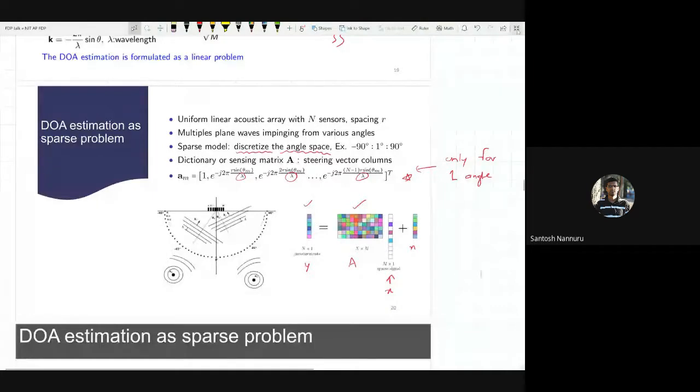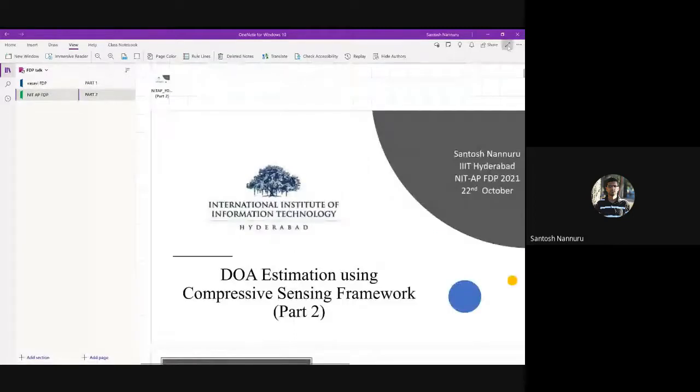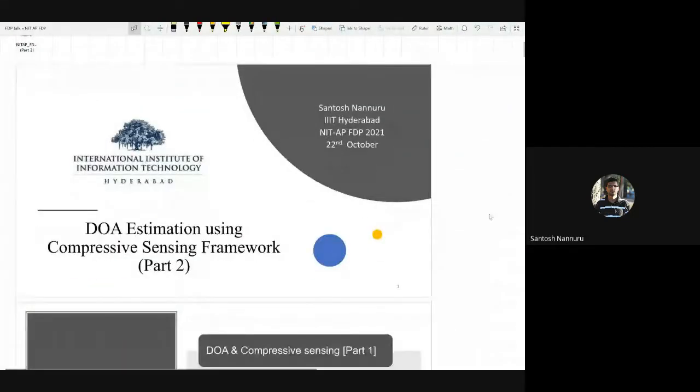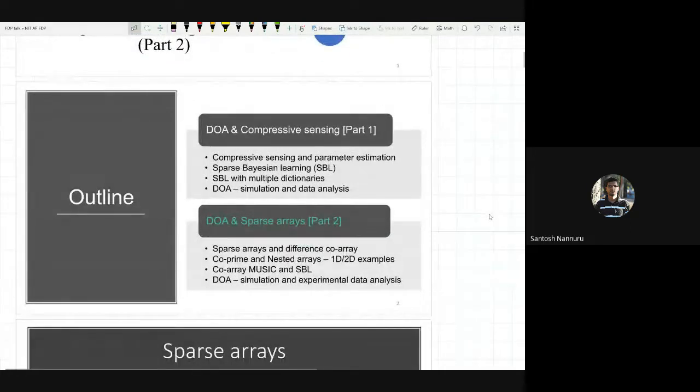Okay. Let me go to the second part. In this part, we'll focus on sparse arrays and how they can be used for DOA estimation. Here again, we'll use more or less the same algorithms, maybe with some modification. Algorithm-wise, there won't be much discussion, but we'll discuss the sparse array part of it.